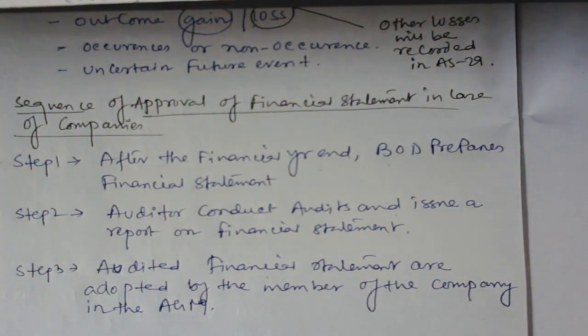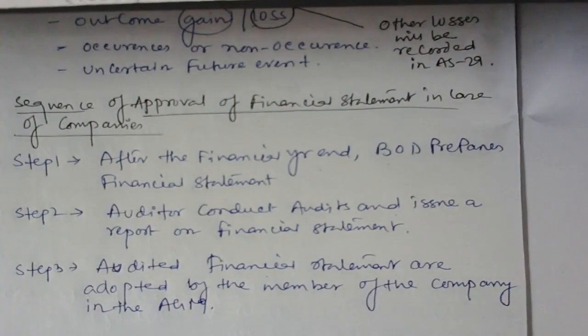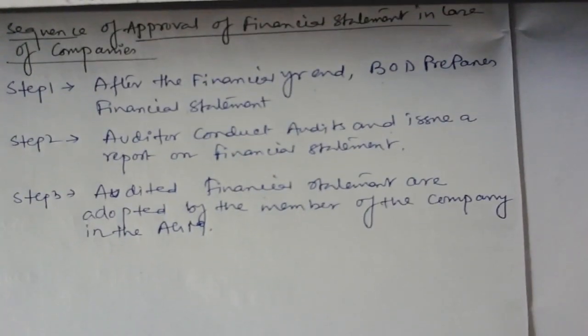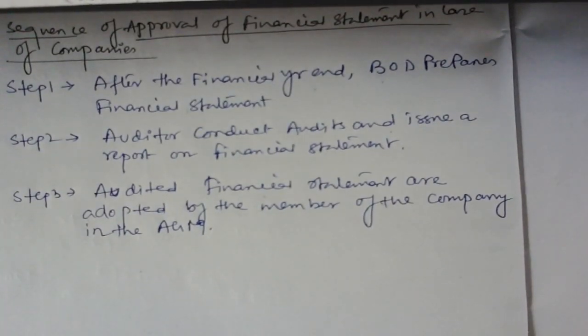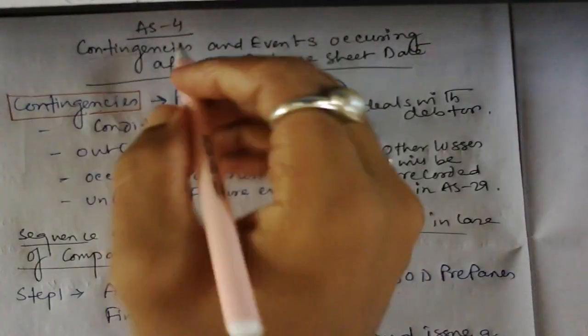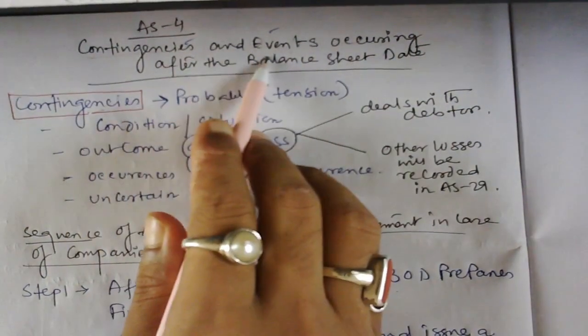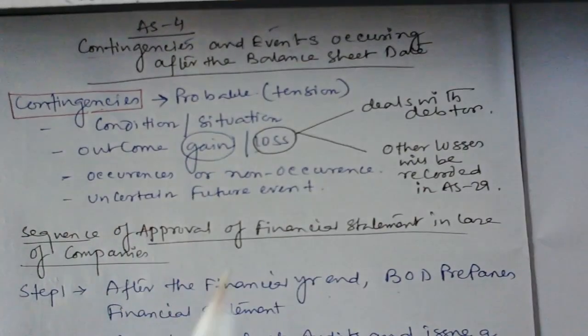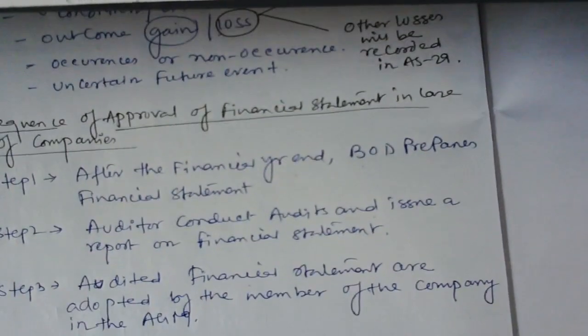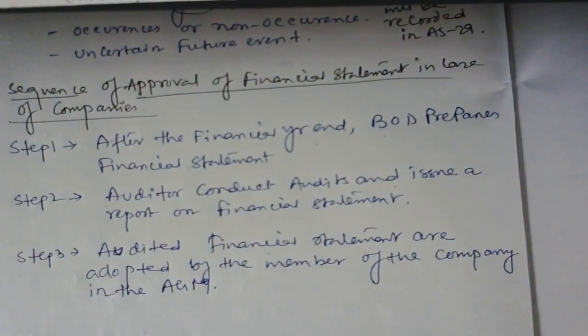So this is what we have done for the first case. Now we need to understand there are two things we are going to deal with. One is called contingencies and the other is called events. We are going to deal with contingencies and events. These are the two things we are going to talk about. Now the first thing is that these standards are applicable to all, except in which cases will it not be applicable.